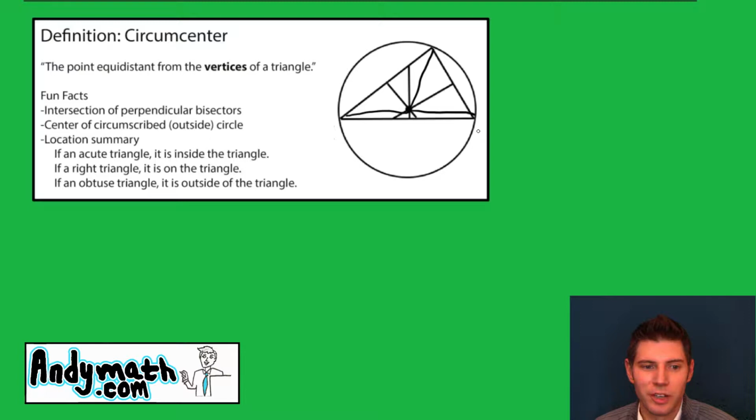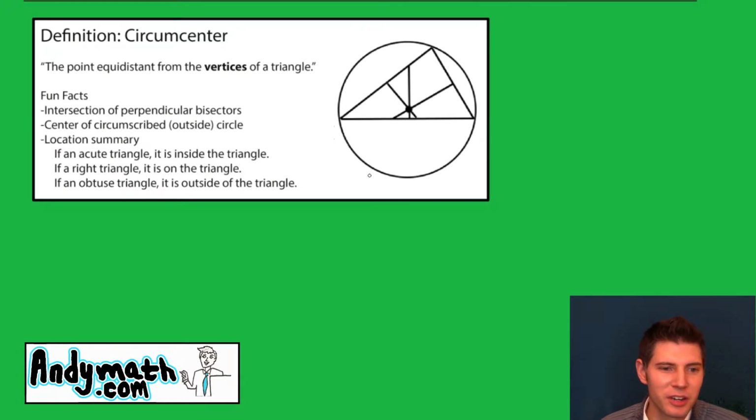They're all equal. And that's actually the reason why it's the center of the circumscribed circle, because each of these distances is a radius. And then the circle would lie on the vertices.